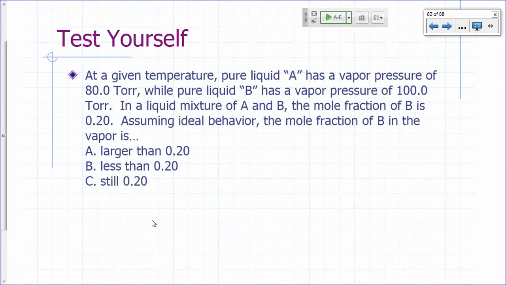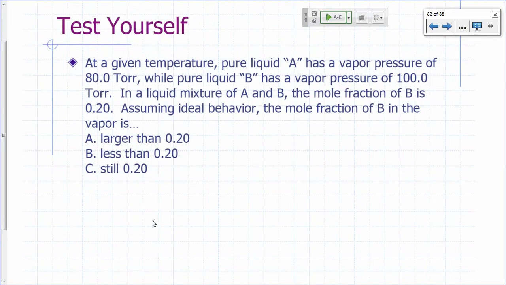All right. How about this one? At a given temperature, pure liquid A has a vapor pressure of 80 torr, while pure liquid B has a vapor pressure of 100 torr. Same example as before. In a liquid mixture of A and B, the mole fraction of B is 0.2. What would be the mole fraction of B in the vapor? In the liquid, it's 20% B. In the vapor, is it still going to be 20% B, less than 20% B, or is it going to be larger than 20% B?